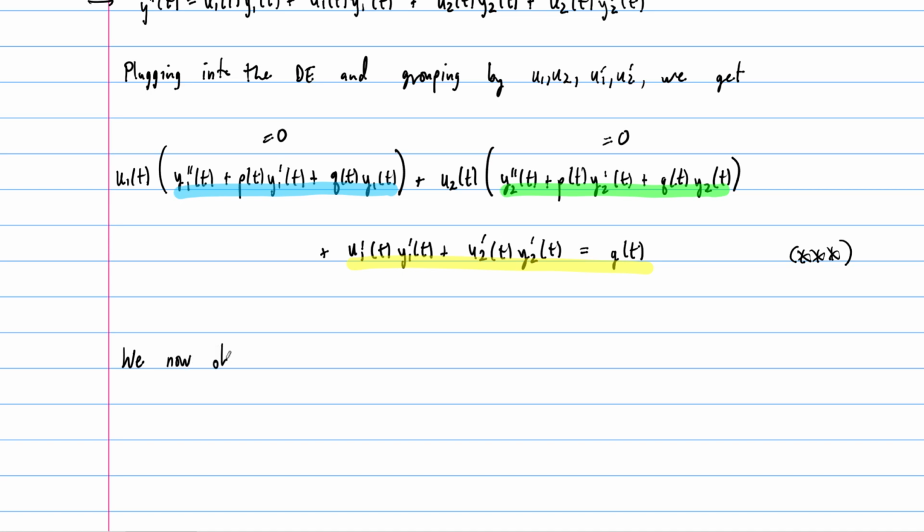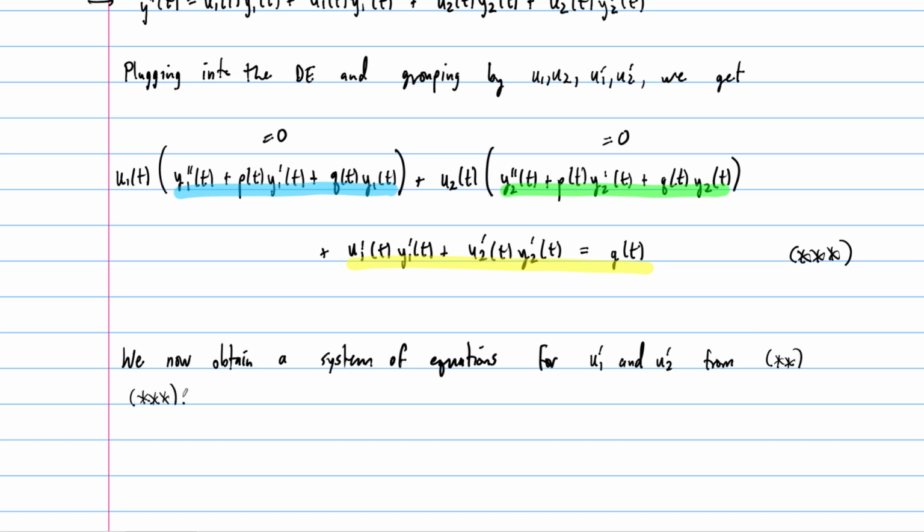So we now obtain a system of equations. Remember, we know the functions y1 and y2, so we also know their derivatives, right? We know y1 prime and y2 prime. So our system of equations is for u1 prime and u2 prime, and we get these from the equations that we called 2 star and 3 star.